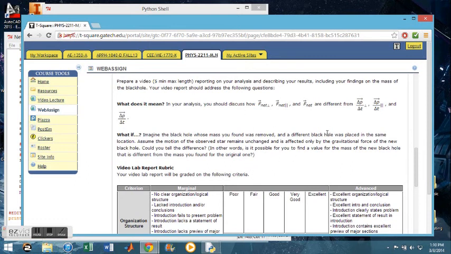So in conclusion, we have used VPython and motion data of a star to find the mass of a black hole, and thank you for watching.